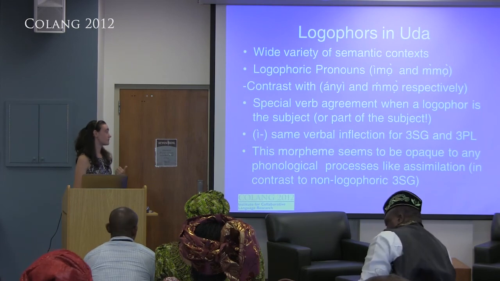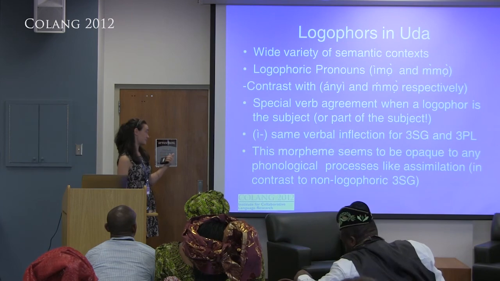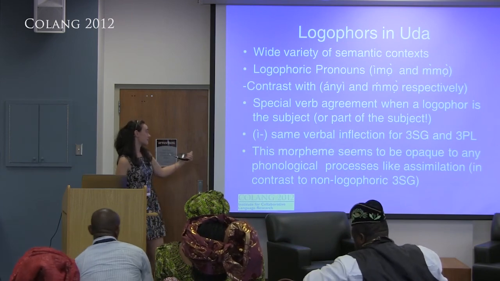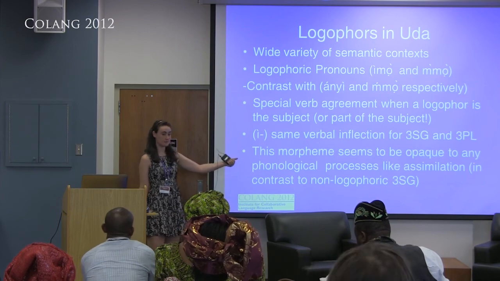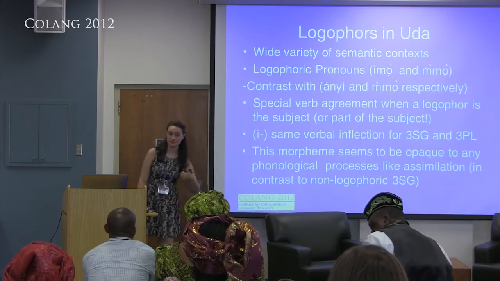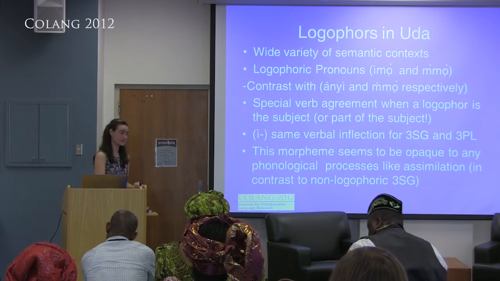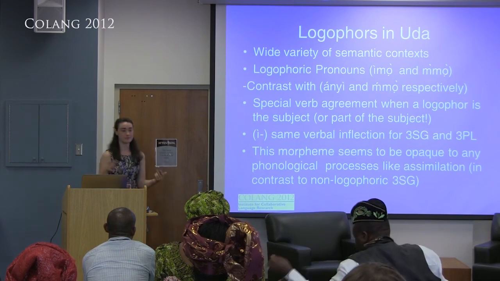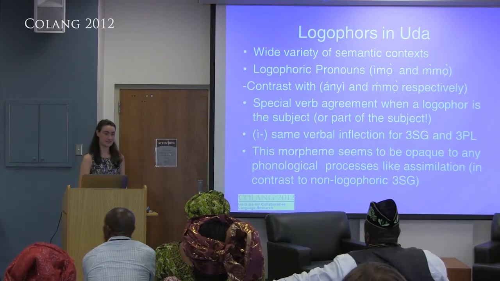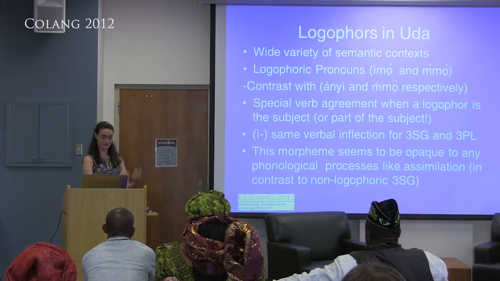We have special verb agreement when the logophore is the subject or part of the subject, which I'll talk about in just a second. And we have the same verbal inflection, which is this E with a low tone for the third person singular and the third person plural. So, given that we only have third person logophores and given that it's the same verbal inflection for both, we reduced our glossing a little bit to just say logophore singular, logophore plural, or logophore for the verbal inflection.